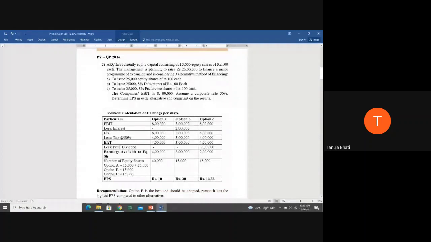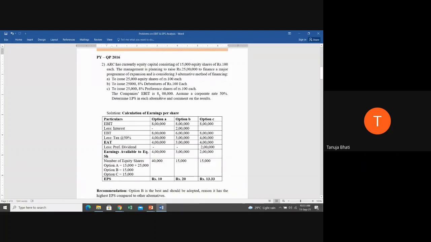ARC has currently, this is a question from the previous year question paper 2016. ARC has currently equity capital consisting of 15,000 equity shares of 100 each. The management is planning to raise rupees 25 lakhs to finance a major program of expansion and is considering 3 alternative methods of financing. So the 3 plans, you have to help the company in knowing which plan is best. So first it is thinking to raise this 25 lakhs through issue of 25,000 equity shares of rupees 100 each, or to issue 8% debentures of 100 each, or to issue 25,000 8% preference shares of rupees 100 each.